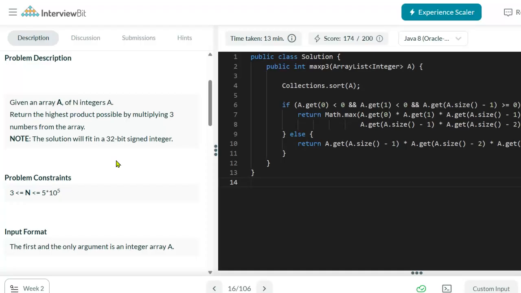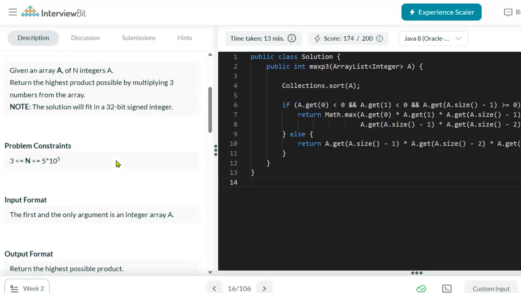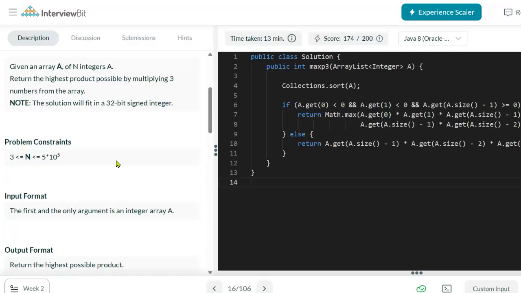Let's see, problem description. Given an array A of n integers, return the highest product possible by multiplying three numbers from the array. The solution will fit in a 32-bit signed integer. Okay, good to know. Constraints: the number of integers in the array will be between 3 and 5 times 10 to the 5th, possibly 500,000.